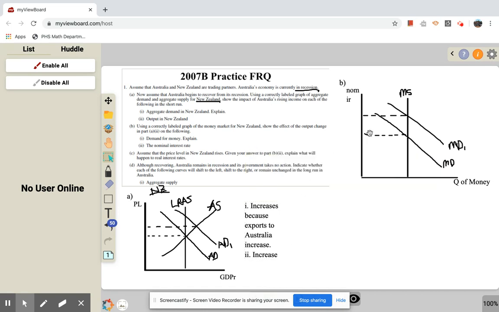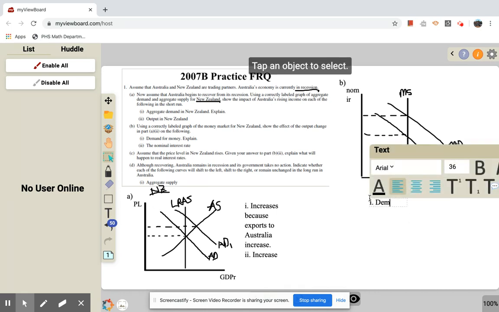Okay. Now on to part B, using a correctly labeled graph of the money market for New Zealand, show the effect of the output change in the following. So the demand for money is going to increase. Okay, why? Well, you can go back and look at the lesson that you guys just learned. When price levels increase, which it did in New Zealand, money demand is going to increase. Okay, so what happens to the demand for money? You would say the demand for money increases.